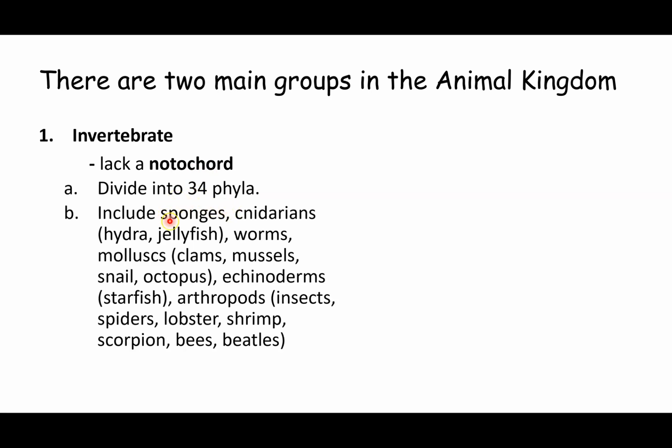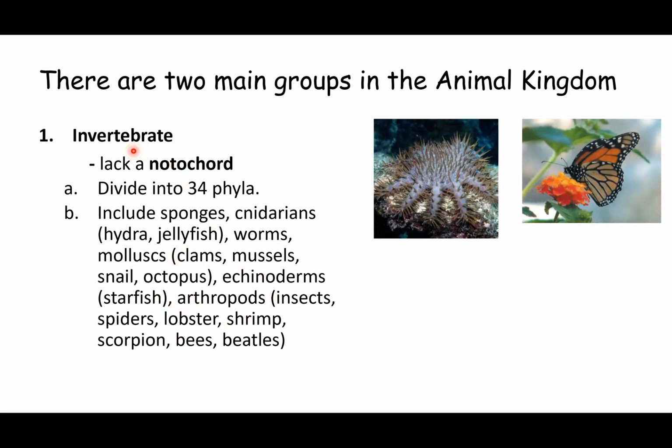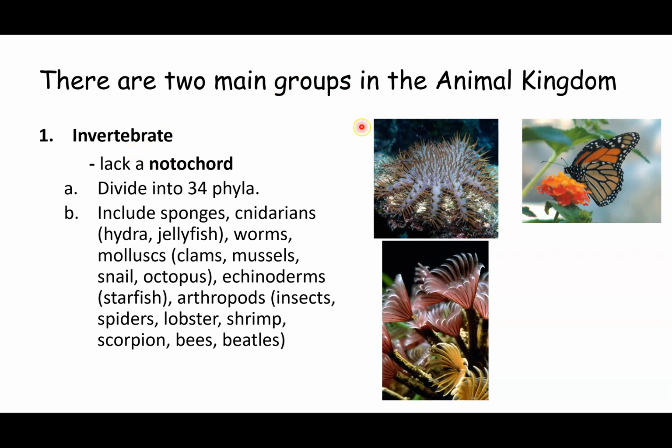and include many different species and organisms such as sponges, cnidarians, which are hydra and jellyfish, worms, mollusks, that includes clams, mussels, snails, octopus. Then we have the echinoderms, which include the starfish. The arthropods, where we have insects, spiders, lobsters, shrimp, scorpions, bees, and beetles. So all these organisms belong to the group Invertebrata, or invertebrates. And these are some of the examples that we have in here. So we have a butterfly, we have anemones, and so forth.